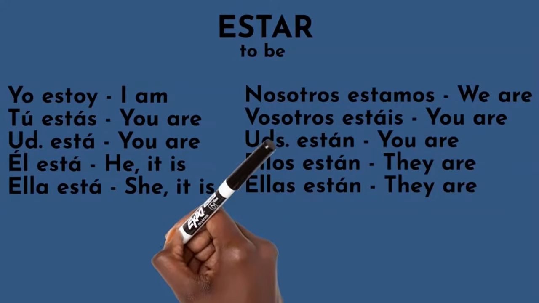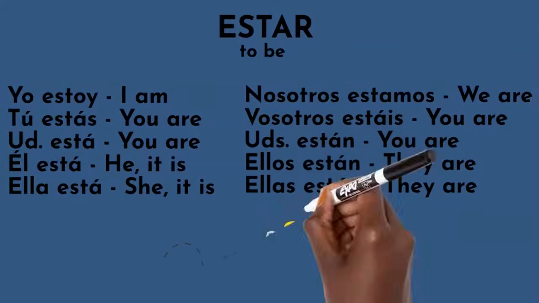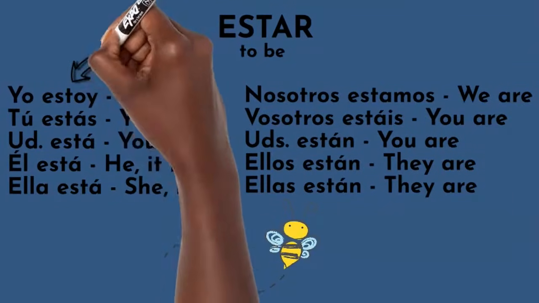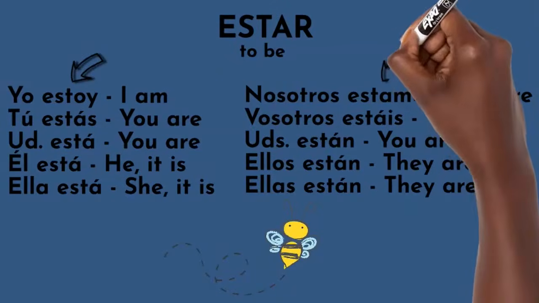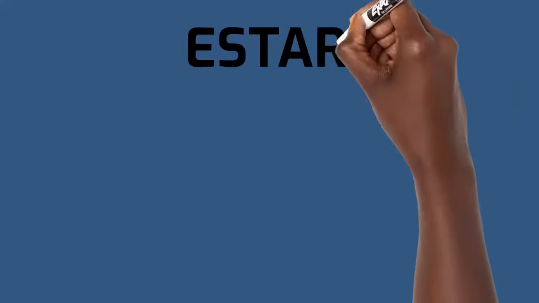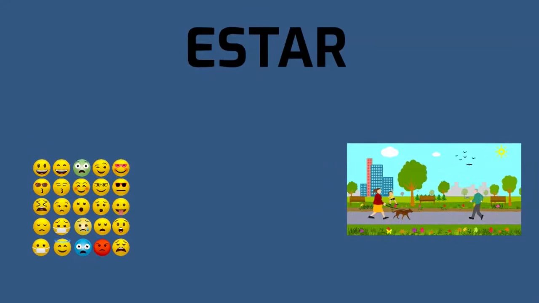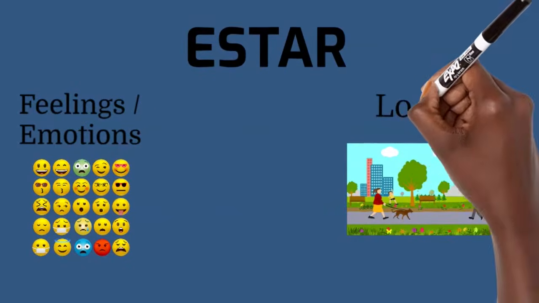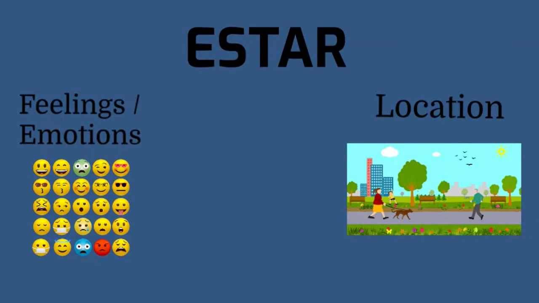Notice that most of these conjugations have a written accent above the A, but there is no written accent in the yo form or the nosotros form. Two of the ways we use estar are to express feelings or emotions and to tell location. In this lesson, we will focus on location. Let's begin with a few location words.